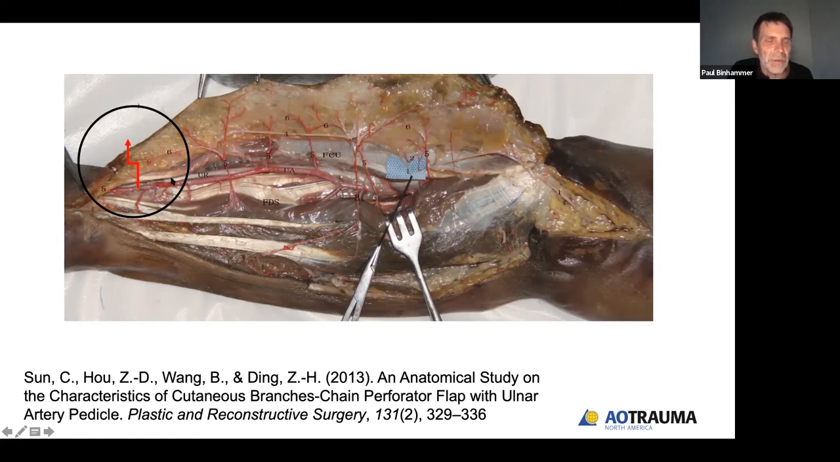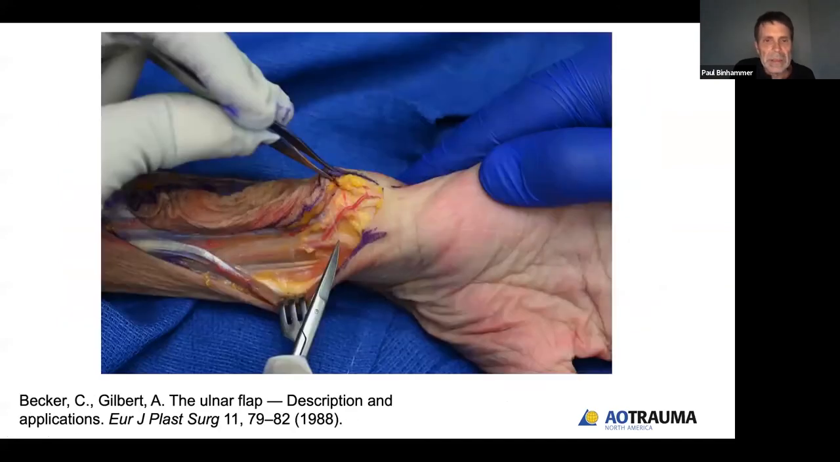Down in the distal forearm, approximately 4 to 5 centimeters, depending upon who you read, there's a perforator that comes off the ulnar artery and goes underneath the FCU to supply the ulnar border of the forearm. Just to orient you a little bit, here's the FCU, it's been retracted. Here's the ECU up here. This is the ulnar artery. This is the ulnar nerve right behind it. This is the dorsal sensory branch of the ulnar nerve.